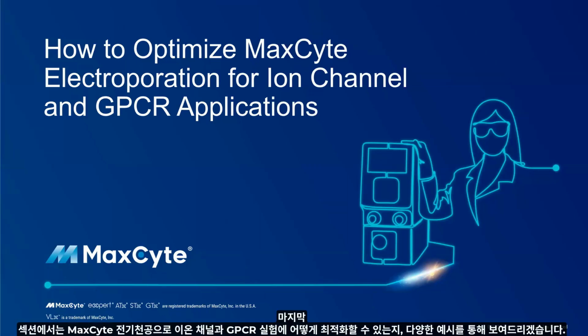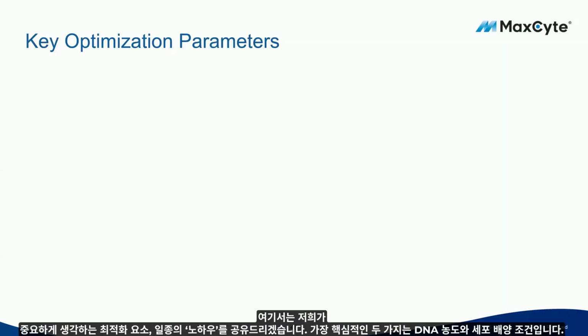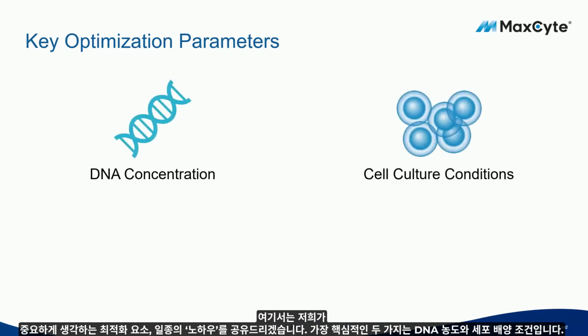In this last section, I'll talk about how we can optimize MaxCyte electroporation in ion channel and GPCR experiments, and I'll show you lots of examples. And so I just wanted to share maybe some secrets, which is our key optimization parameters. The biggest two that I can think of are DNA concentration as well as cell culture conditions.